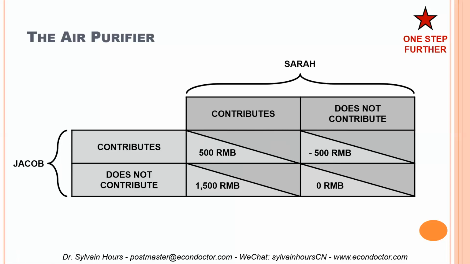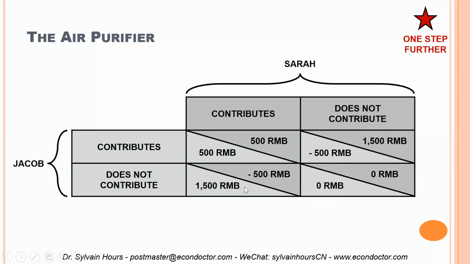So if they both contribute, let's start with Jacob. If they both contribute, they each pay 1,000 RMB, half the price of the air purifier, and each of them enjoys a benefit of 1,500 RMB. So the net benefit is 500 RMB. Okay, that's the first cell. If none of them contribute, this is the last cell, then, well, no cost, no benefit, so 0 RMB.